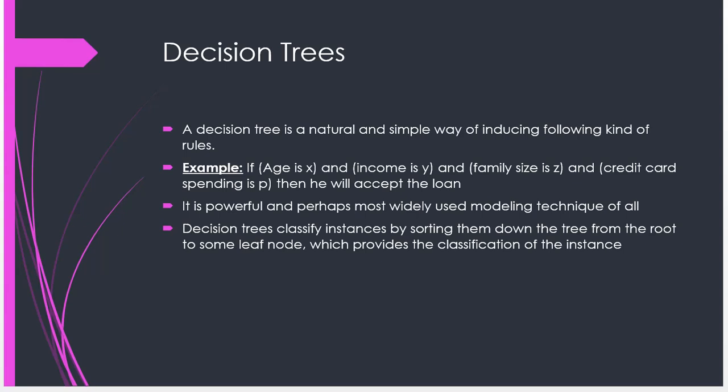For example, if age is X and income is Y and the family size is Z, and the credit spending is P, then you accept the loan. So there are certain conditions that have to exist for age, income, family size and credit card for them to accept the loan. So this is a very simple but very powerful way of coming up with decisions and analyzing how your system is going to make decisions as it processes the inputs that it receives.